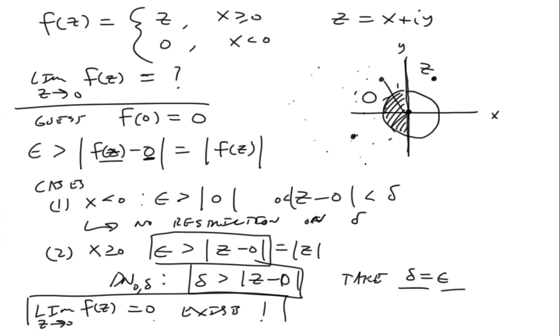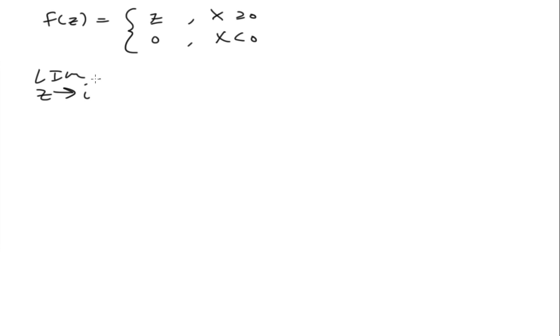Okay, so now let's try a further example. Now let's try the same function, z for x greater than or equal to 0, and 0 for x less than 0. Now I'm going to try the limit as z goes to i of f of z.